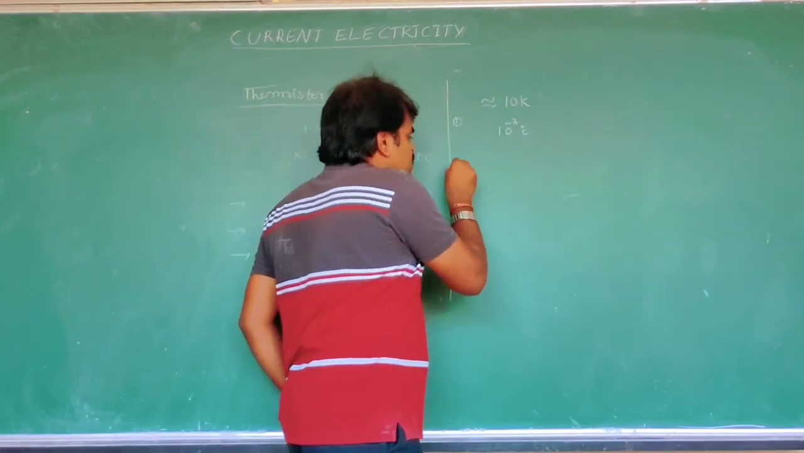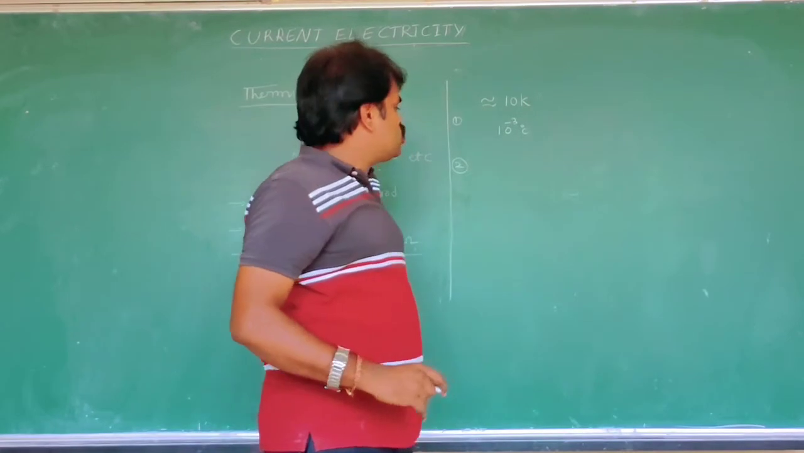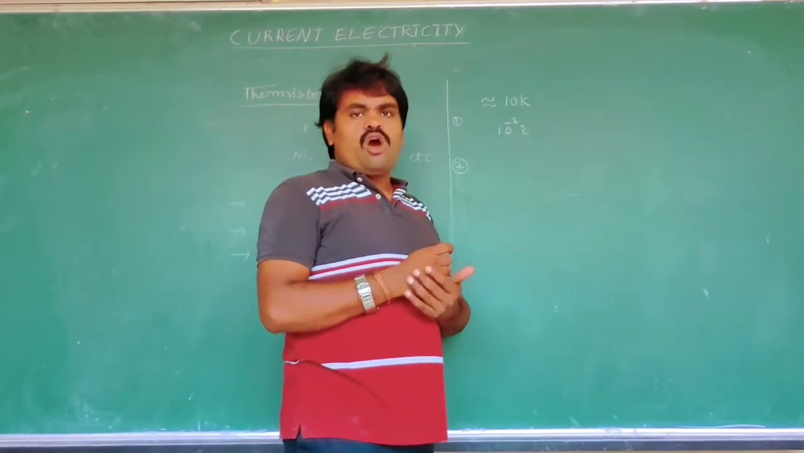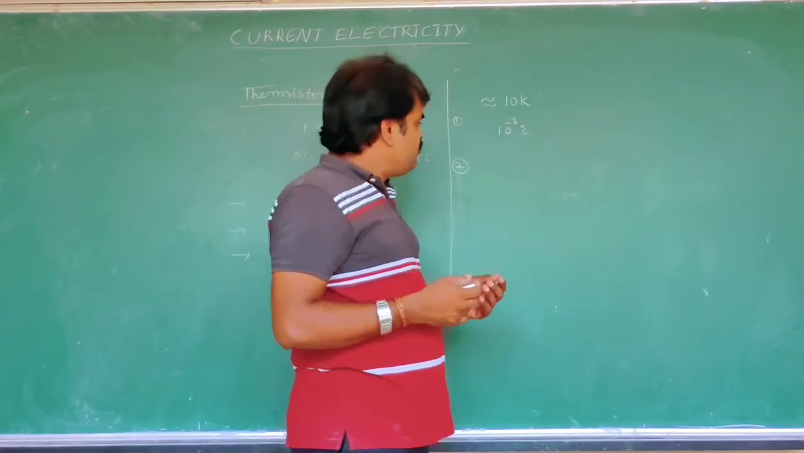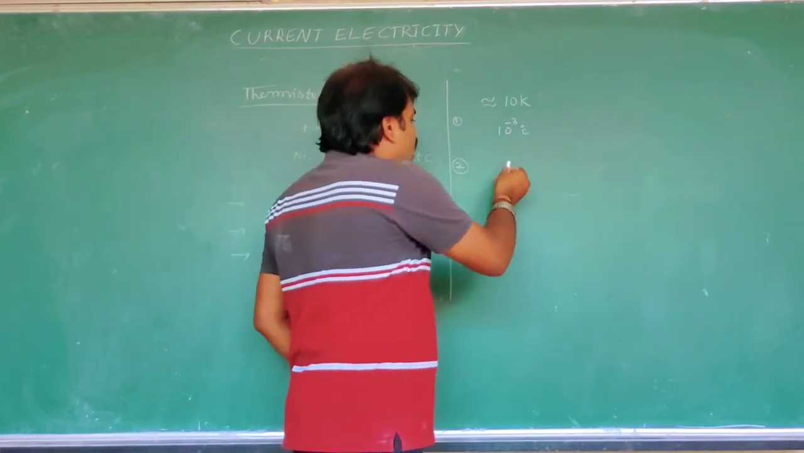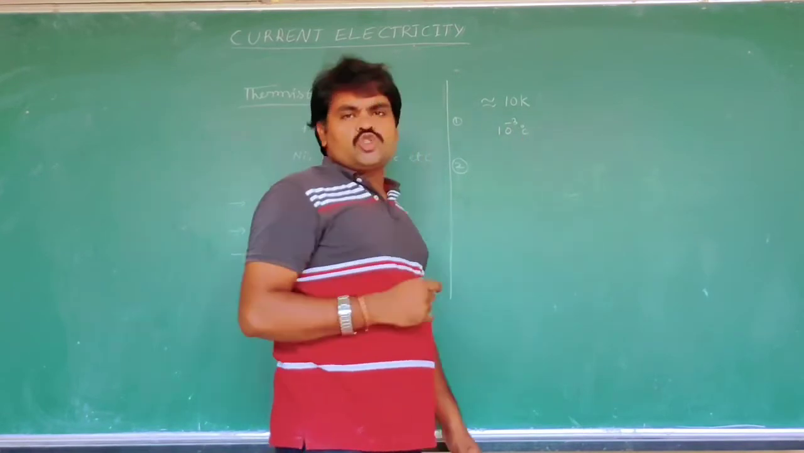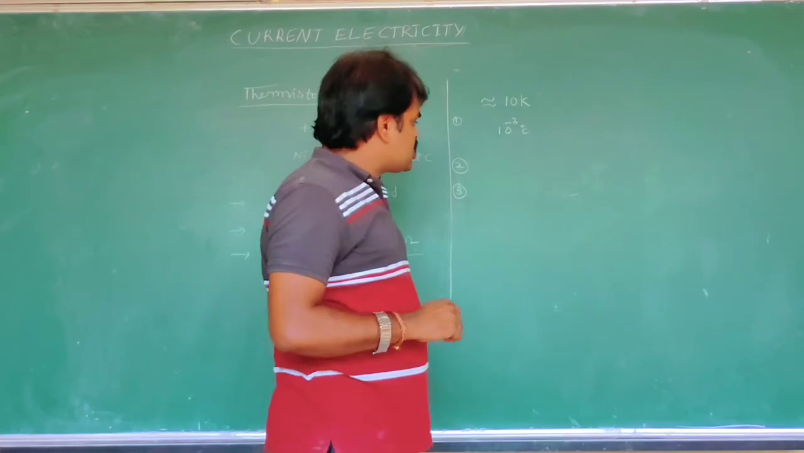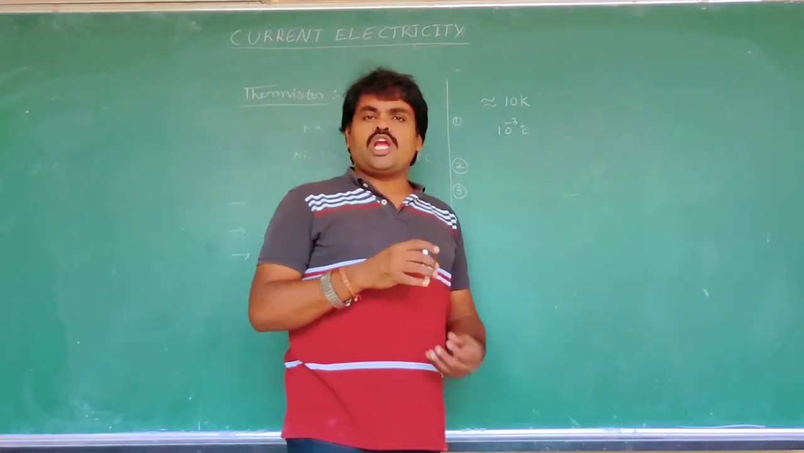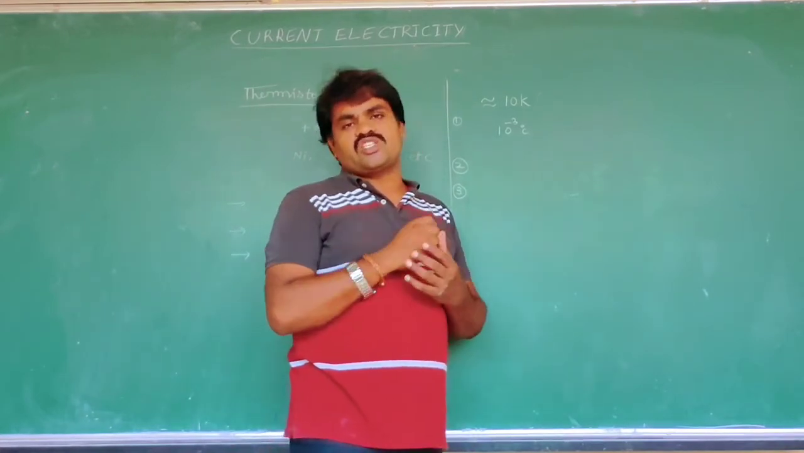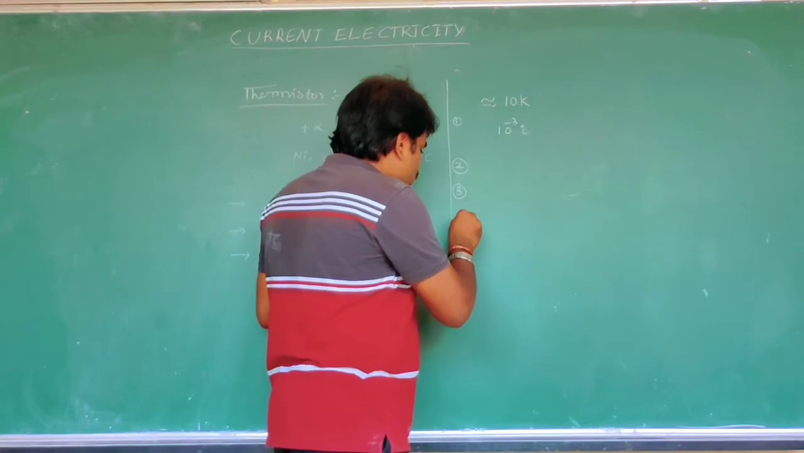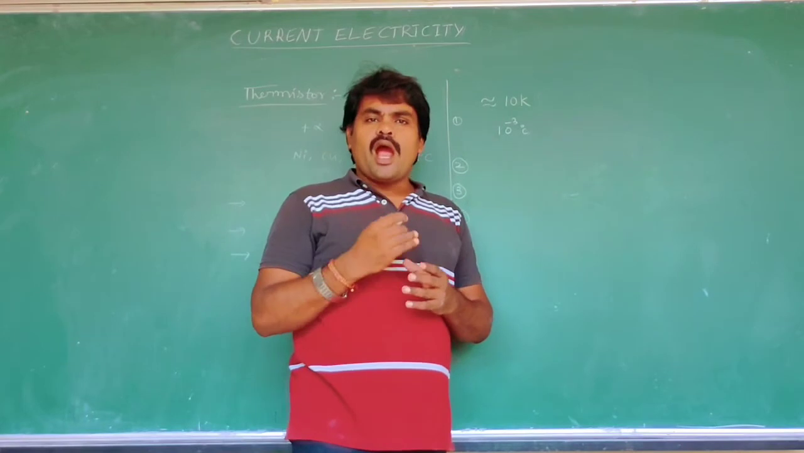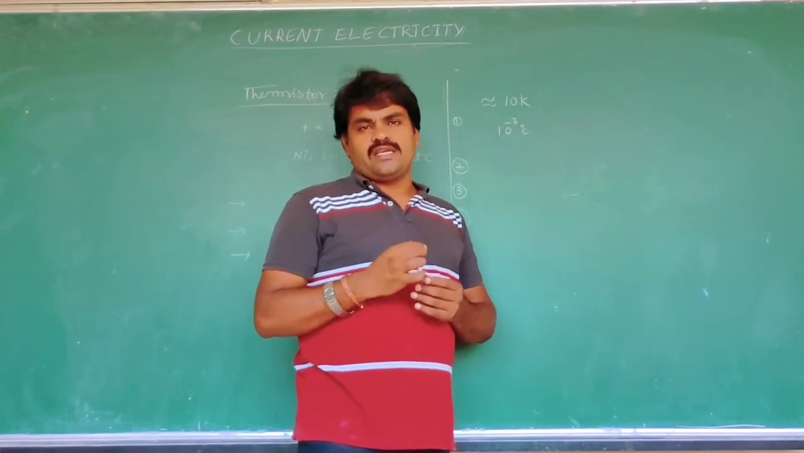Second, thermistors are used to safeguard the filament of a picture tube in a television set against variation of the current. Thermistors are used in temperature control units in industry. And thermistors are used for voltage stabilization and remote sensing.